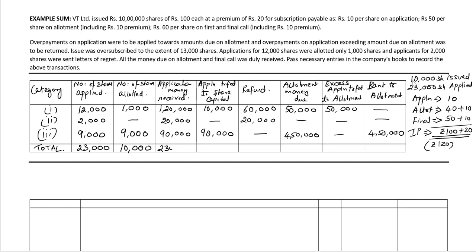Let's total up the columns. Total of application money received is 2,30,000 rupees. Total of application money transferred to share capital 1 lakh rupees. Amount refunded 80,000 rupees total. Amount of allotment money due total 5 lakh rupees.